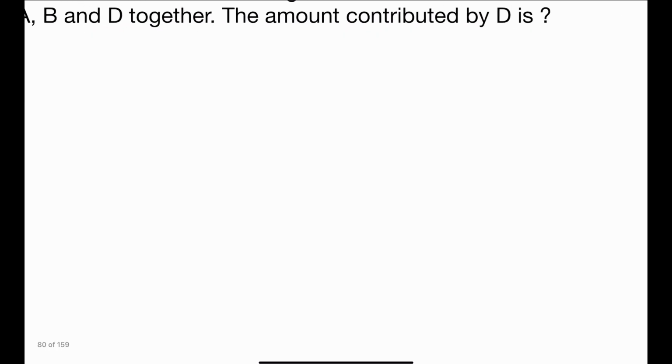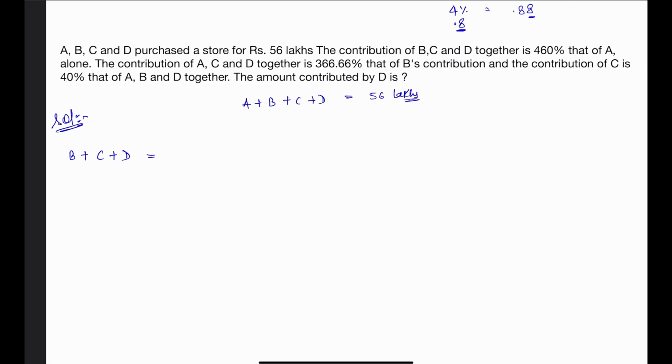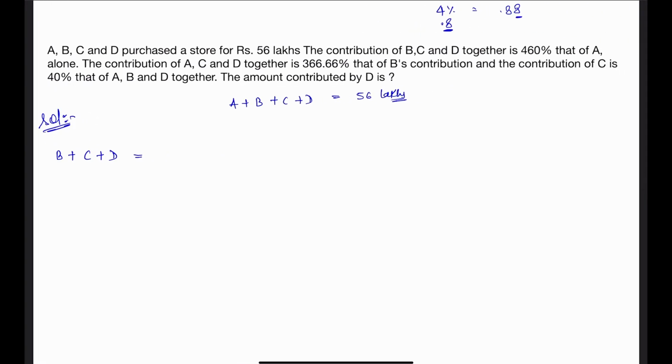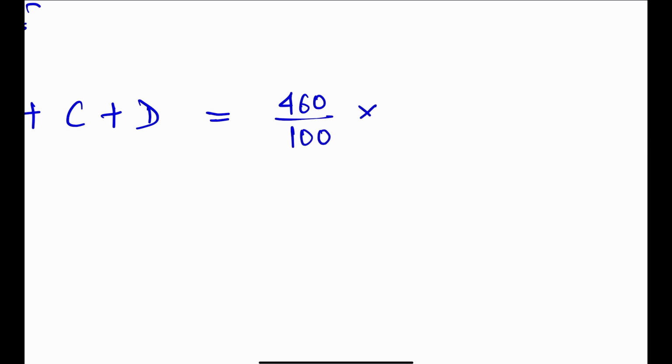So first of all, A plus B plus C plus D purchase a store worth 56 lakhs. The next line: the contribution of B, C, D together is 460% of that of A. So B plus C plus D together contributed 460% of A, which we can rewrite as 460 by 100 into A.